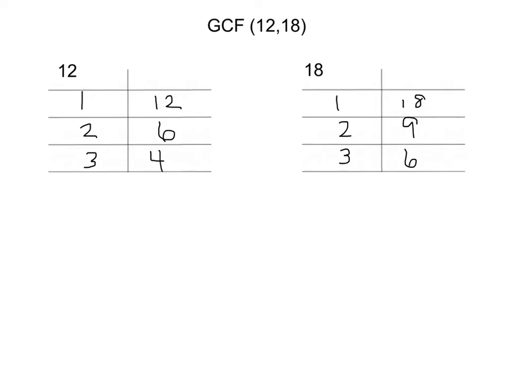Now we're going to circle all the factors that appear on both sides. So we're going to circle 1 on 12, 1 on 18, 2 on 12 and 2 on 18, 3 on 12, 3 on 18, and 6 on 12 and 6 on 18. Now I'm going to place a triangle around the greatest of these common factors, which would be 6. So 6 is the GCF, or greatest common factor, of 12 and 18.